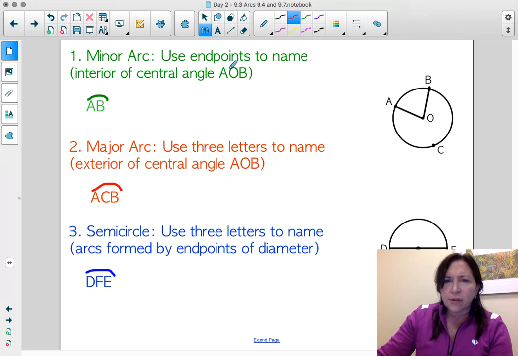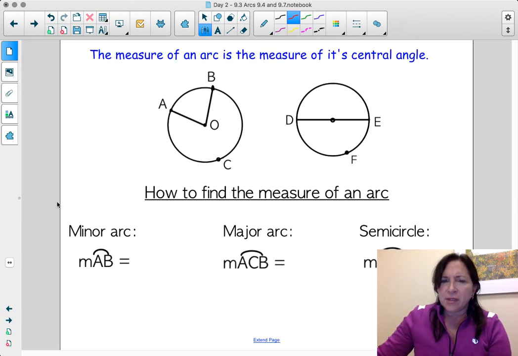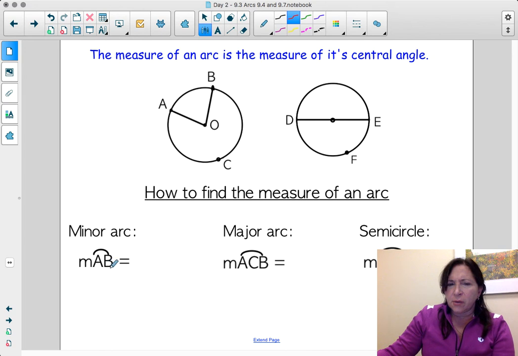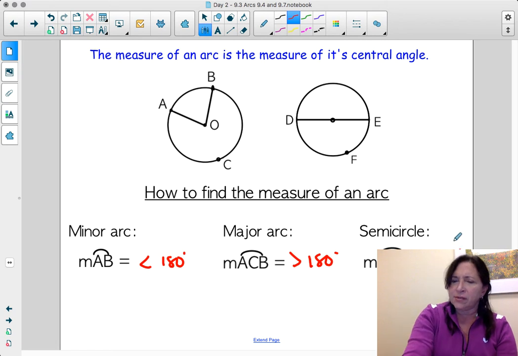So minor arcs use endpoints to name, so basically again, this arc right here is AB, but also central angle AOB. This major arc, we use 3 letters, semicircle, same thing. Now, how to measure an arc: the measure of a minor arc is less than 180 degrees, a major arc is greater than 180 degrees, and a semicircle is equal to 180 degrees.